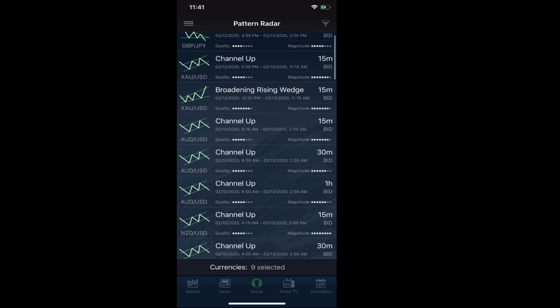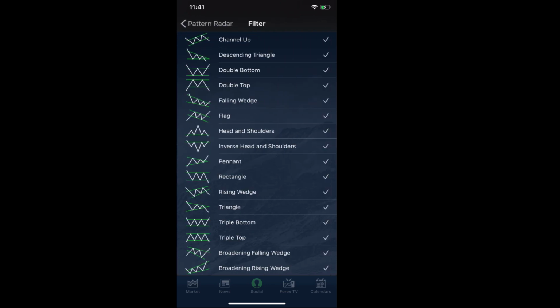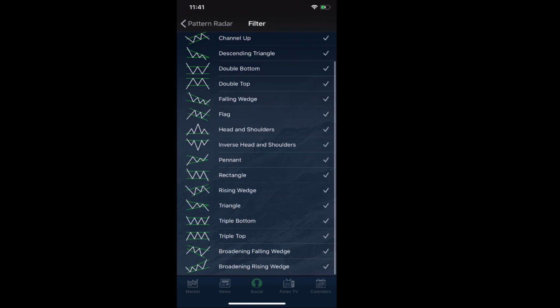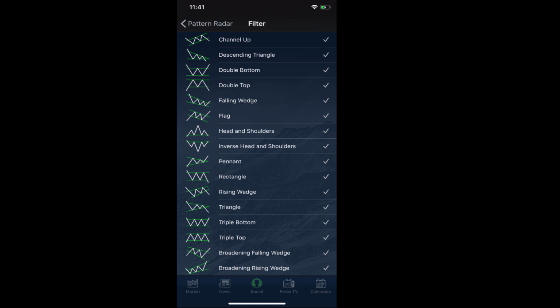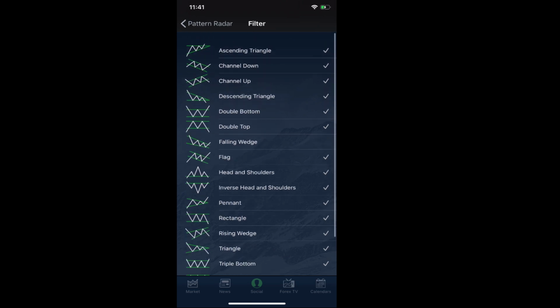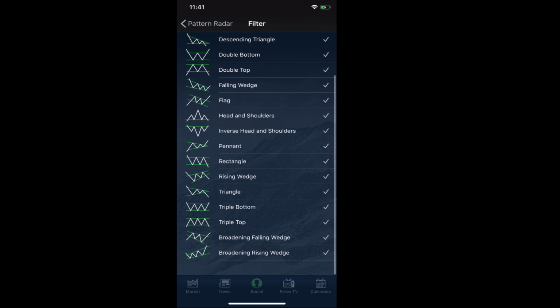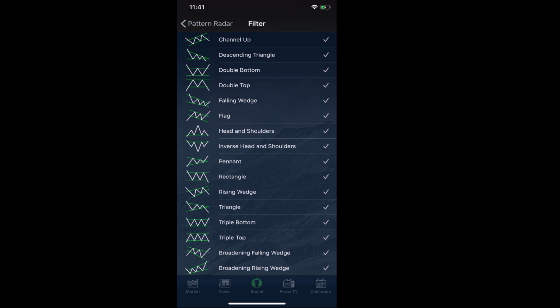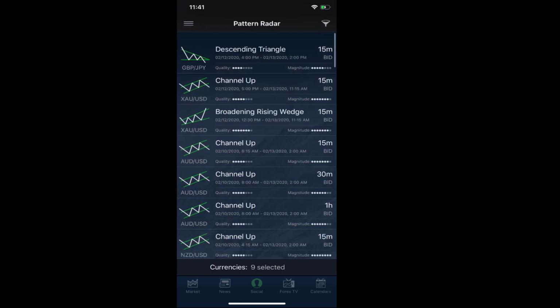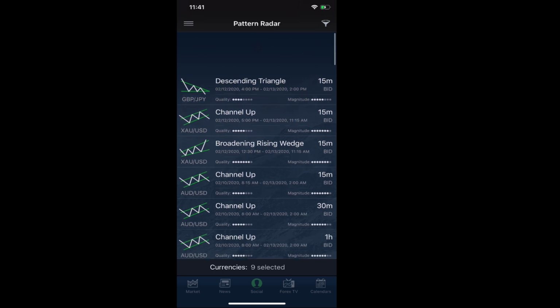But then you can also do a filter to the patterns that you want to be notified on, right? So I just suggest you put all of them, honestly speaking. Just put all of them. Let's say you don't like trading wedges, you can just deselect. If you don't want descending triangles, deselect it as well, but I'm just going to keep them all there. And yeah, basically when the AI spots these things, it's going to plot them down, but then you guys can check those out in this section here, in the pattern section, pattern radar basically.